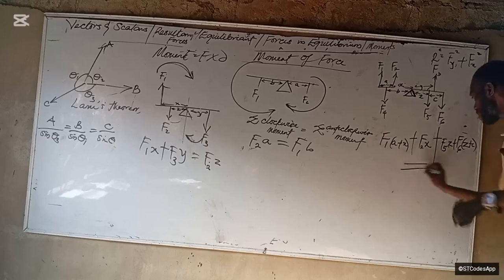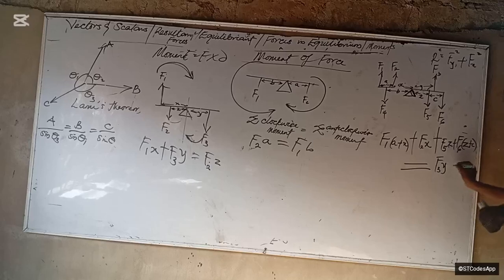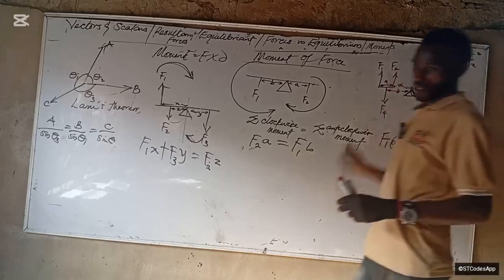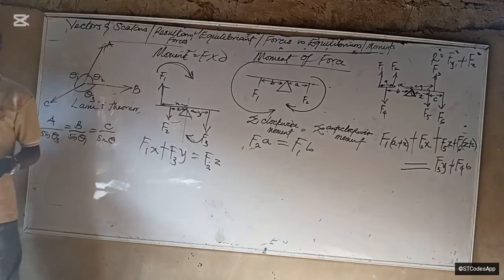So everything should be equal to F3Y, plus F4B. So these are the possible six types of questions. Is it clear? Yeah. All right.